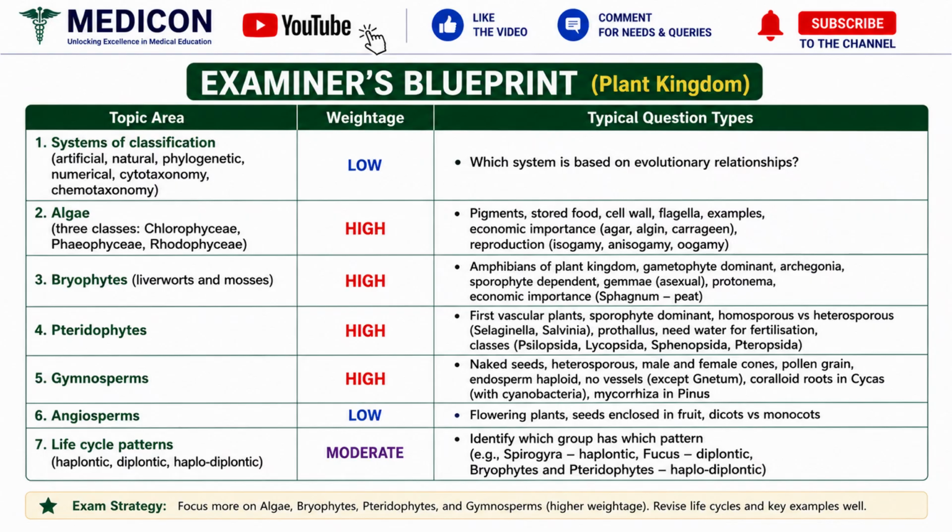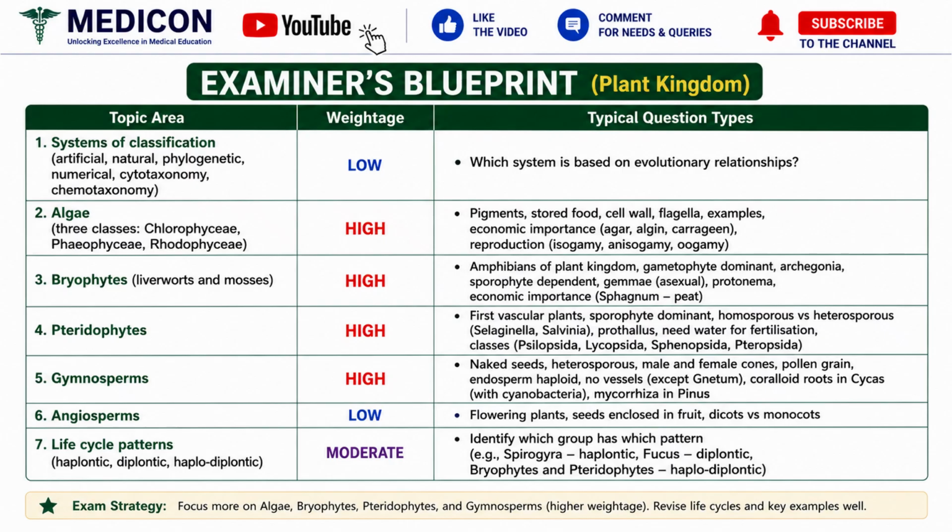Now comes the plant kingdom. From plant kingdom, the highest weightage is from algae, especially three classes: the Bryophytes, the Pteridophytes, and Gymnosperms. And moderately important are life cycle patterns. So out of the 2 to 3 questions from plant kingdom, most commonly the questions are coming from algae and Gymnosperms. But next is moderate questions from life cycle patterns.